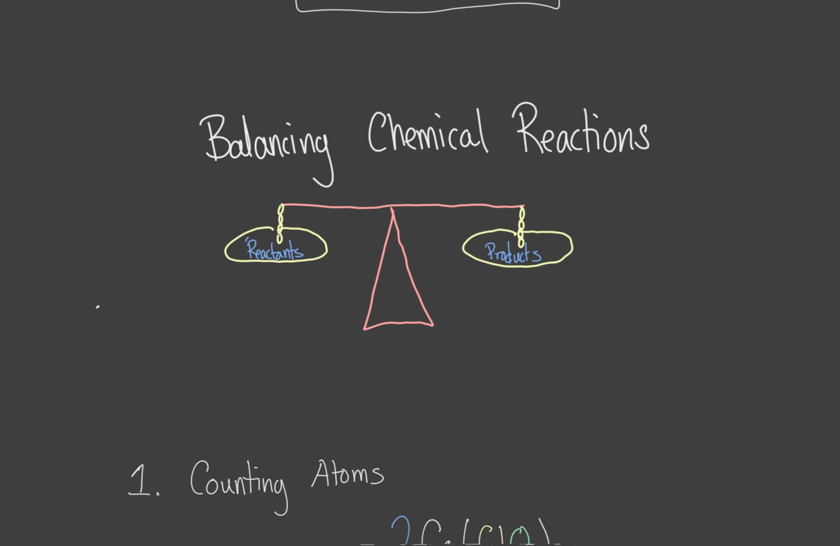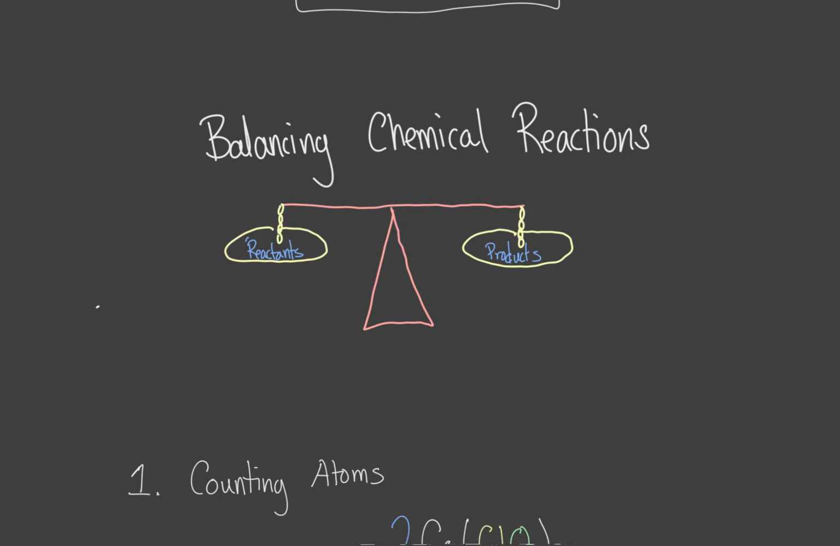All right, now that you have your page set up, let's look at balancing chemical reactions. And what this really has to do with is the law of conservation of mass, because that law tells us that in any chemical reaction, we need to have the same number and the same type of atoms in the reactants as we do in the products. So everything needs to balance out in order for the law of conservation of mass to be maintained.